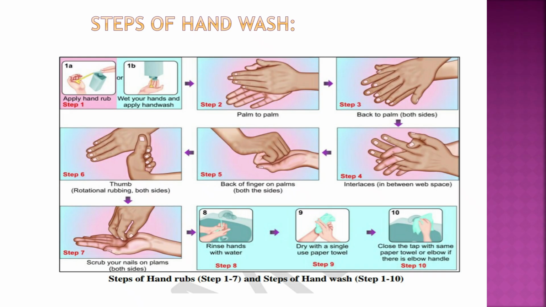So after use of tissue paper, these are the steps. So first 1 to 7 steps are for hand rubs, and 1 to 10 steps are for the hand wash.